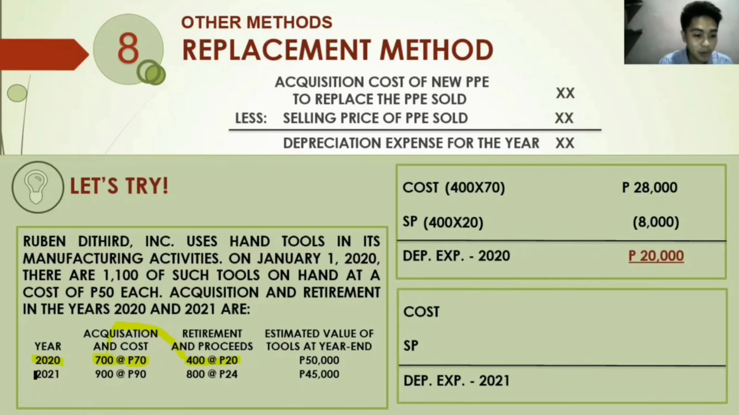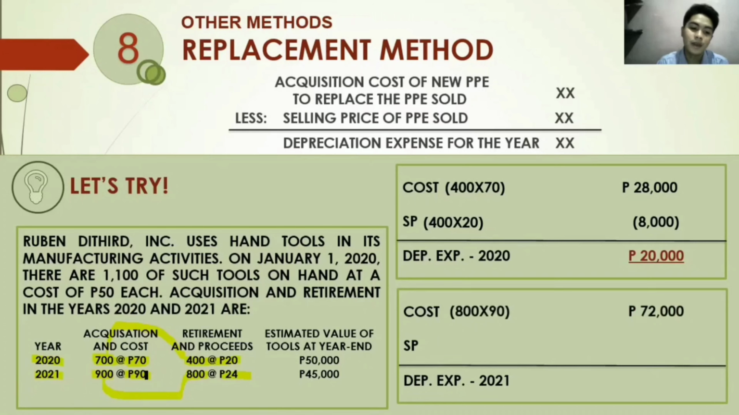So sa year 2021 daw, guys, meron tayong ni-retire na 800 sa halagang 24 pesos. At meron din tayong binili na 900 sa halagang 90. So ibig sabihin, yung 900 na to, yung 800 dito ay pang-replace dito sa ni-retire nating 800. So yung 800 for replacement and then yung 100 na tools ay new tools. So 800 times 90, how much?